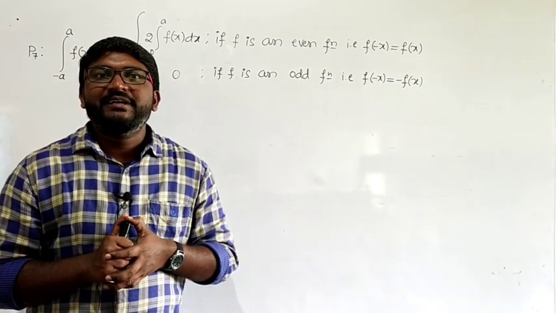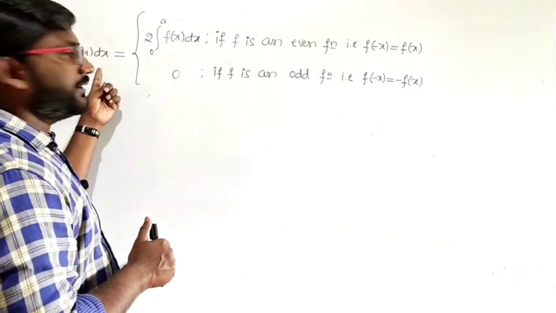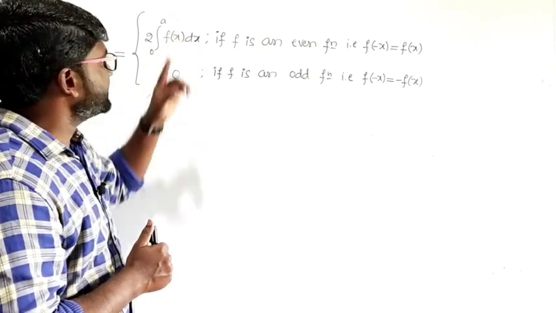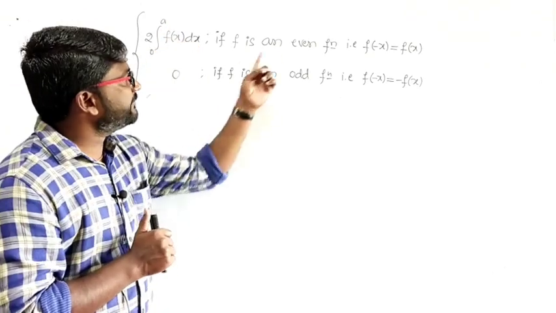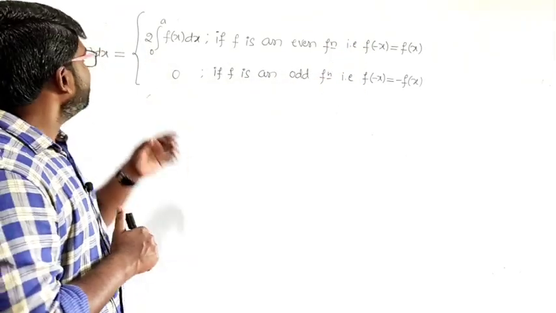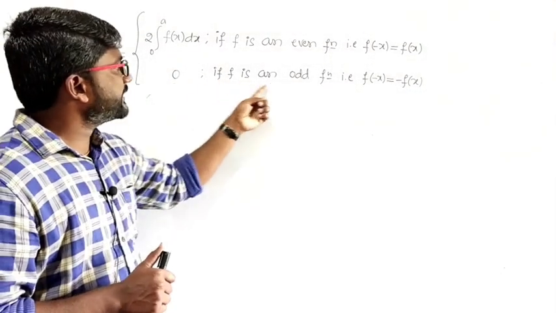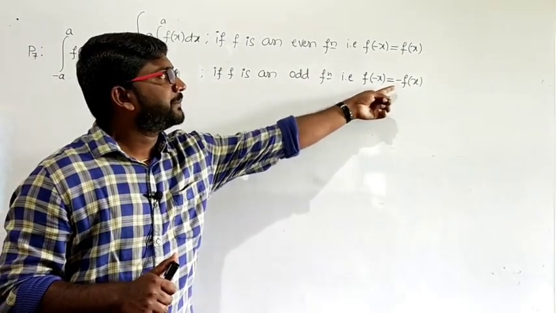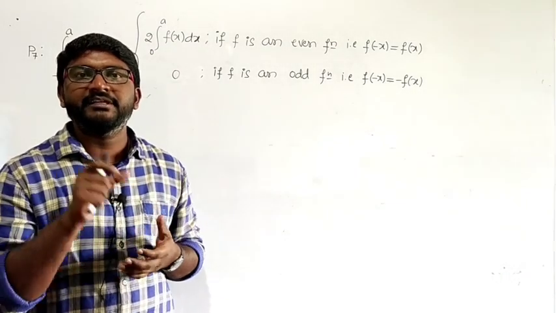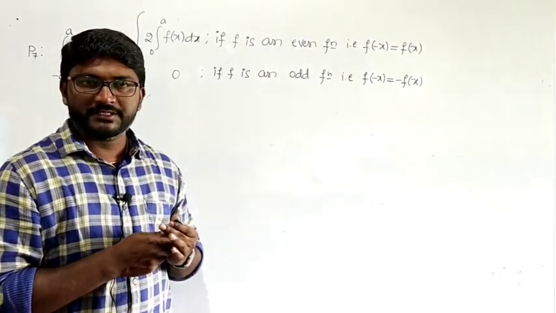Well, the last property is P7. It says the integral from minus a to a of f of x dx is equal to 2 times the integral from 0 to a of f of x dx if f is an even function, that is f of minus x equals f of x, and then the integral from minus a to a of f of x dx becomes 0 if f is an odd function, that is f of minus x equals minus f of x. So let us understand the meaning of even function and odd function before going to the proof of this particular property.